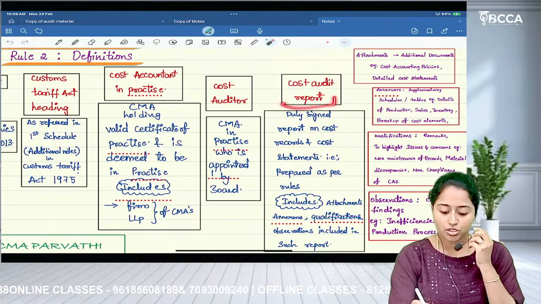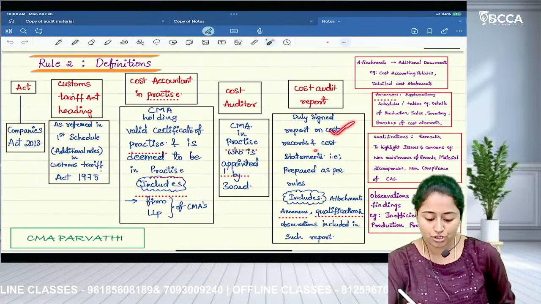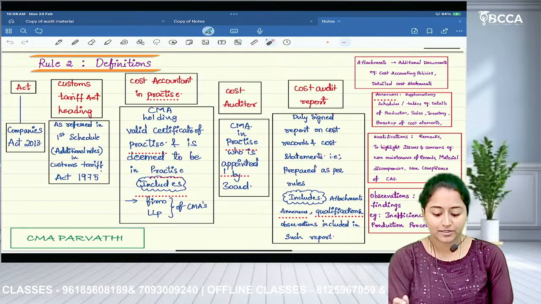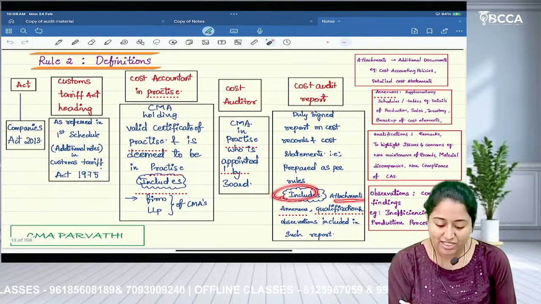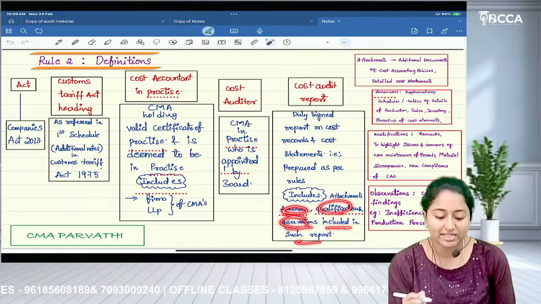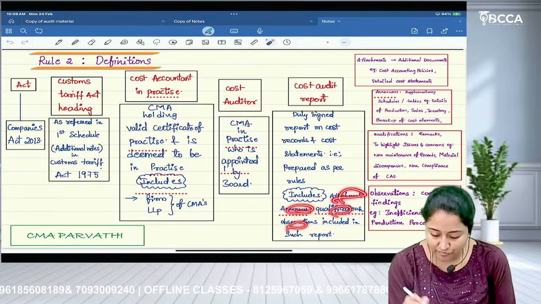Now, a cost audit report is nothing but a report which is duly signed on cost records and cost statements and prepared as per rules. This includes attachments, annexures, qualifications, observations included in such report. Now, what are these terms referred to as?